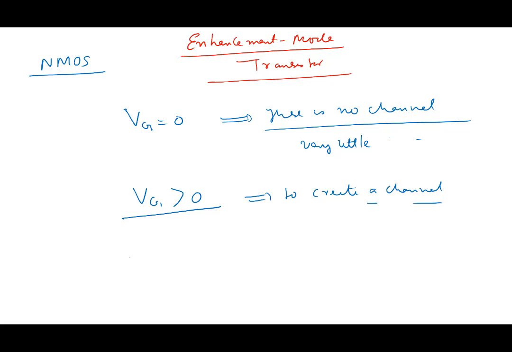Typically, what we have to do is apply a voltage greater than VT. This VT is not the thermal voltage, but is called the threshold voltage. You have to apply a voltage greater than VT to create a strong channel.